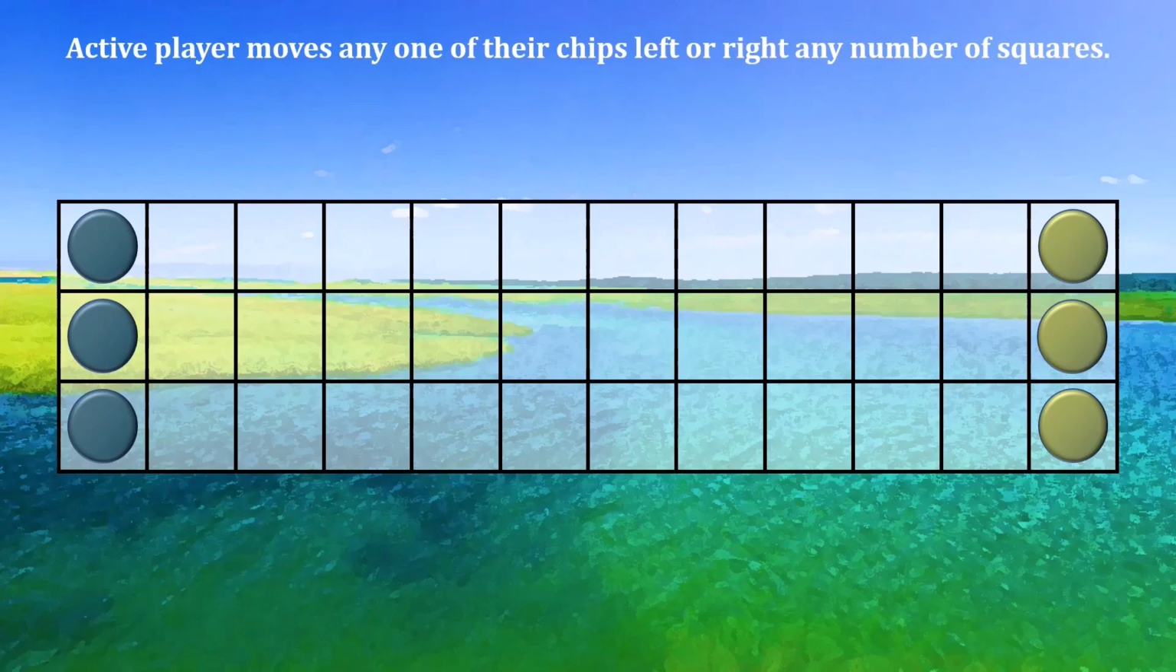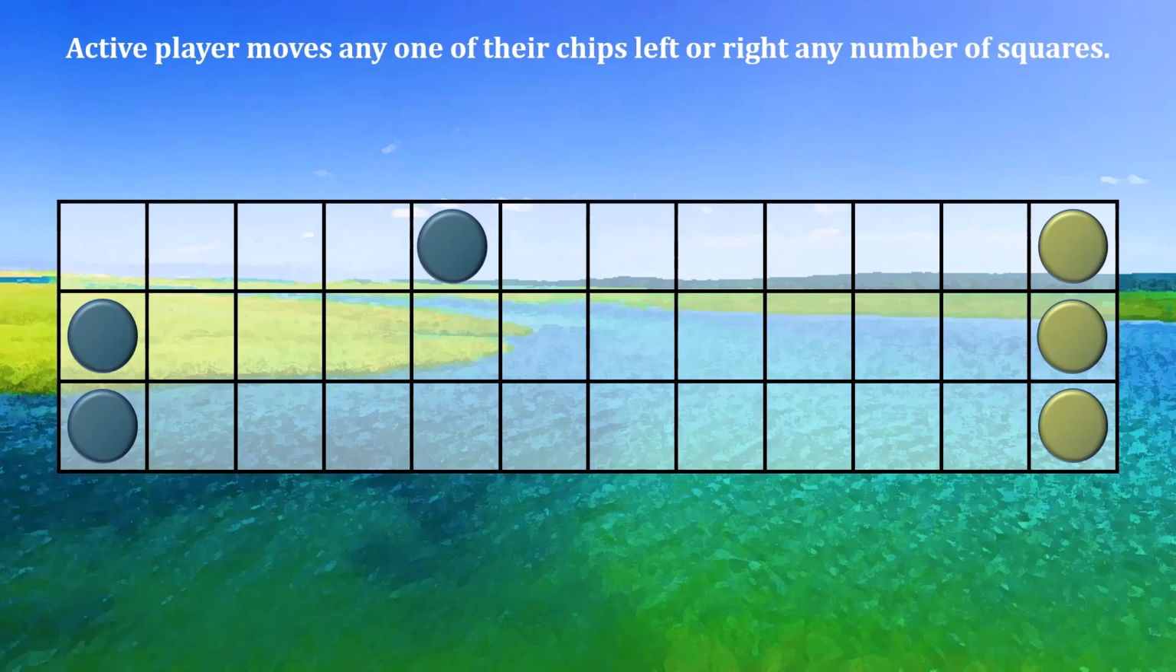Each turn, the active player will move any one of their chips to the left or to the right, any number of squares. There is no going up or down. Because all of your pieces begin on the left, your opening move must be to the right, perhaps like this.